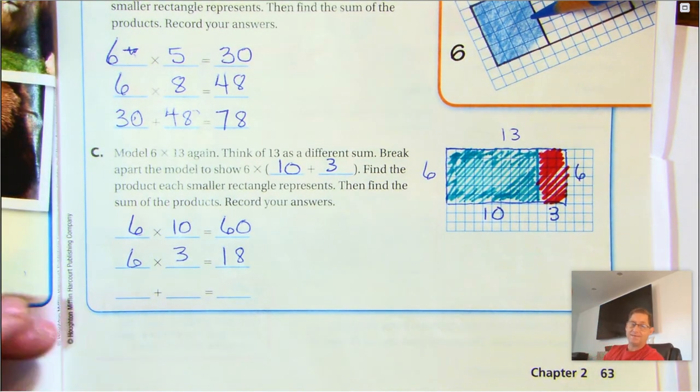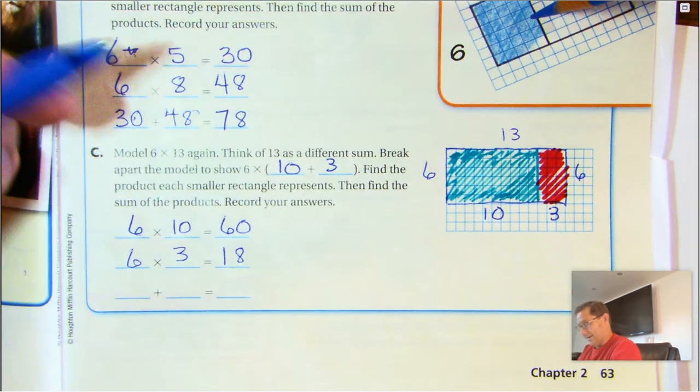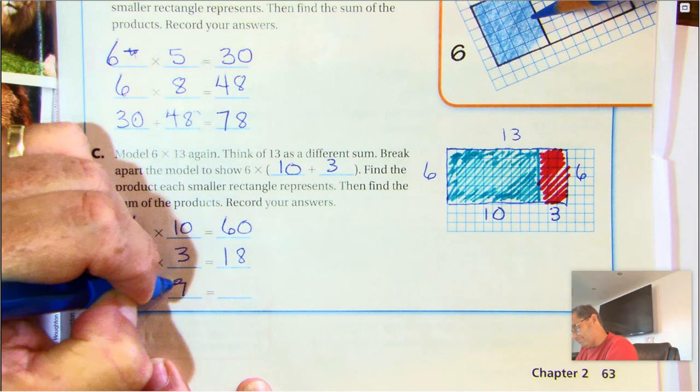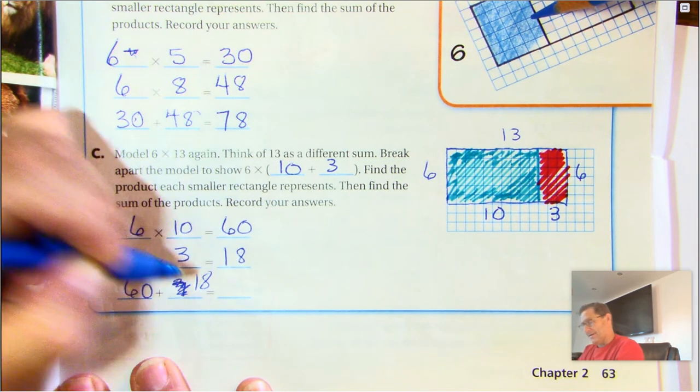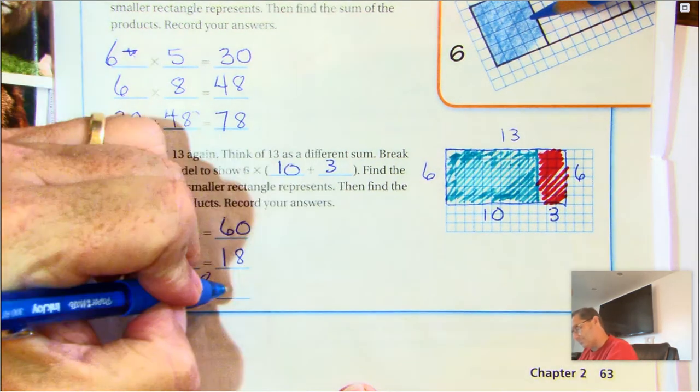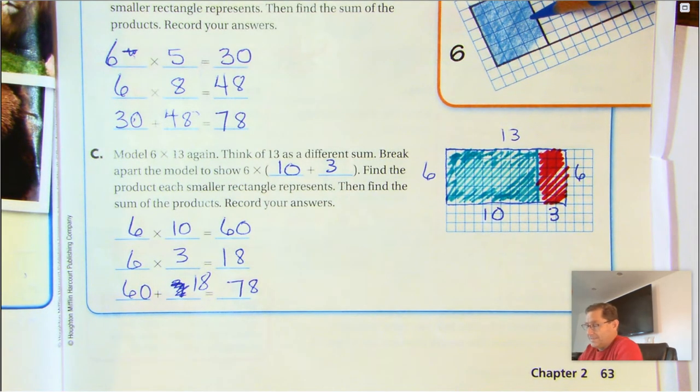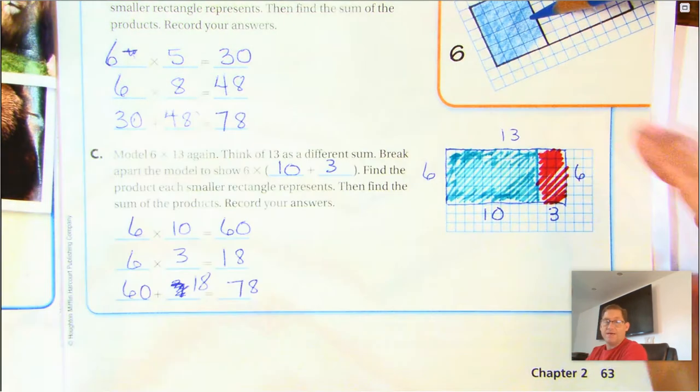We're now going to add the sum of our two smaller rectangles. 60 plus 18 gives me a sum of 78. So 6 times 13 again is 78. So you'll see that it doesn't really matter how I break up 13.